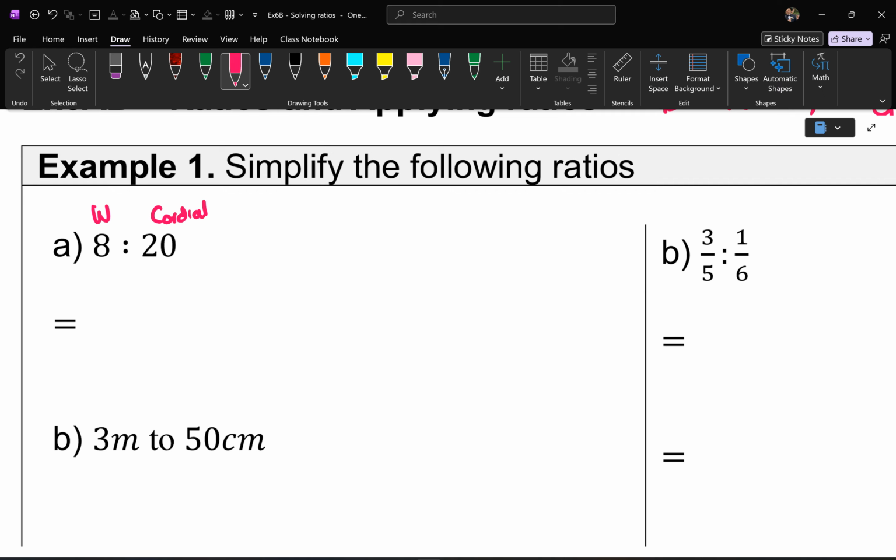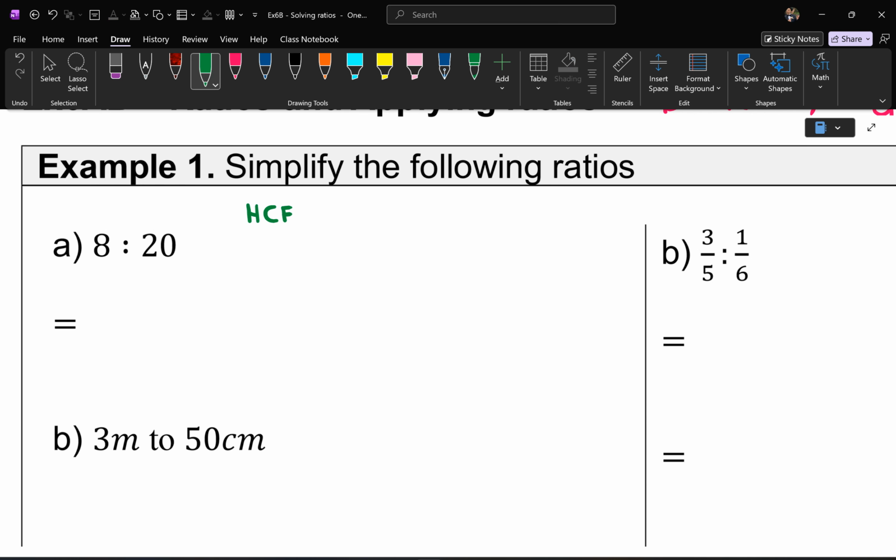But if I want to reduce this, I need to find a common factor. What's a common factor of 8 and 20? Can I please have Elijah? What number fits in 8 and 20? 2. We can have 2. There is a bigger number. Can anyone think of a bigger one? Amira? 4. We got 4, and I think that is the biggest one.